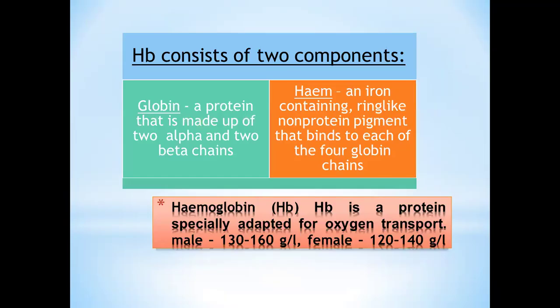Hemoglobin is a protein specially adapted for oxygen transport. Hemoglobin consists of two components, globin and heme. Globin is a protein that is made up of two alpha and two beta chains. Heme is an iron-containing ring-like non-protein pigment that binds to each of the four globin chains.